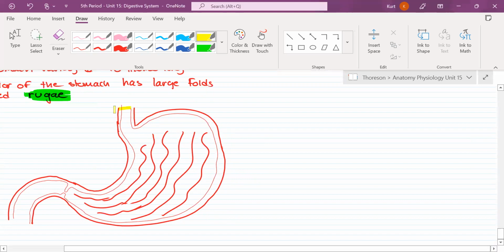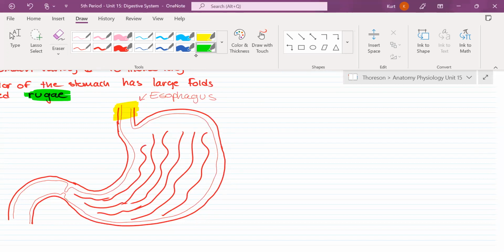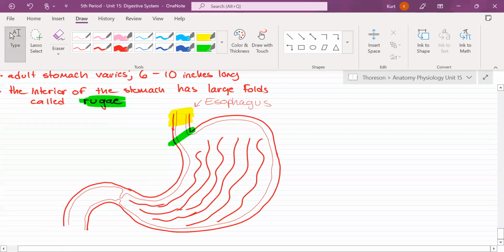All right, everyone. What is this structure here? Technically not part of the stomach. That's the esophagus. And what is the name of the sphincter that is at the end of the esophagus and at the beginning of the stomach? It is the cardiac sphincter. What is another name for it? Gastroesophageal sphincter.